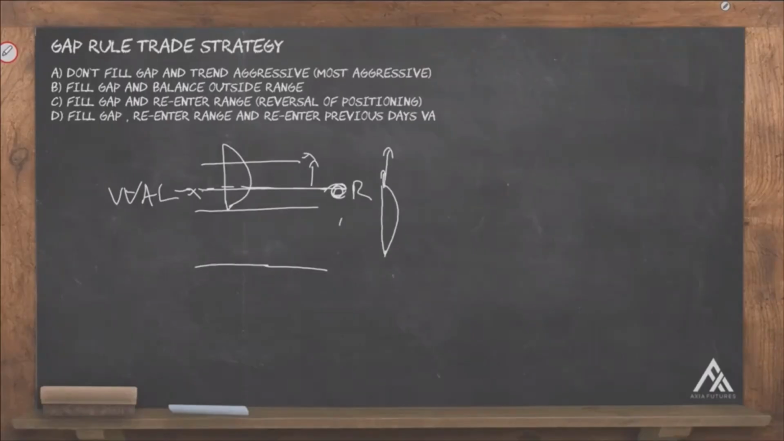The only difference is we have a calculated target, which would be once we get above the previous day's value area low, we tend to then target the previous day's value area high. So those are the four examples.